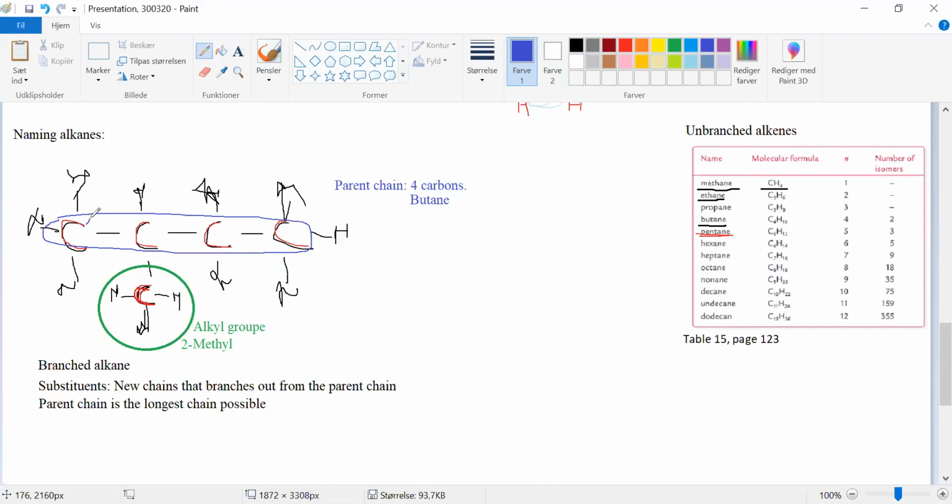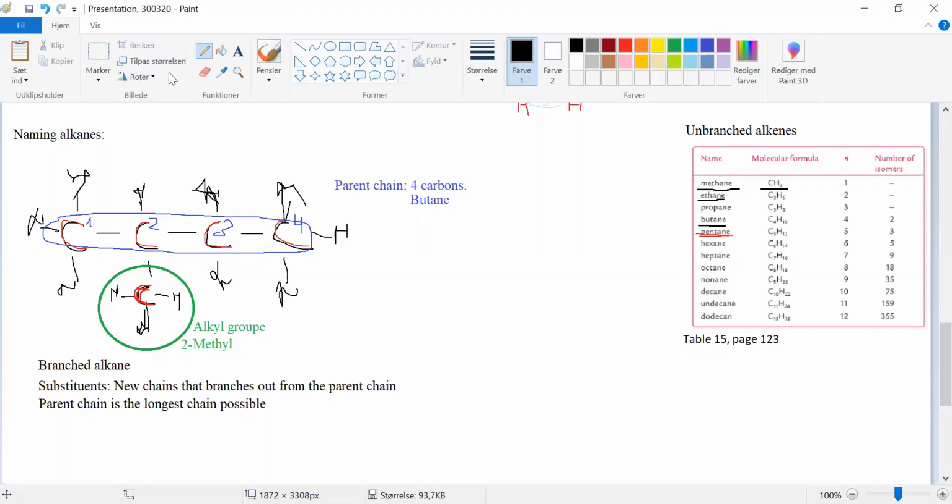So in this case, it will be carbon 1 on the left, carbon 2, carbon 3, and carbon 4. And we can see that the alkyl group binds to carbon number 2 in the parent chain, so the position is number 2 on the parent chain, so it's a 2-methyl.